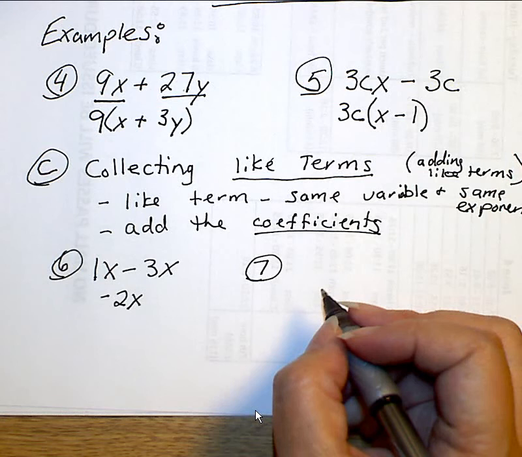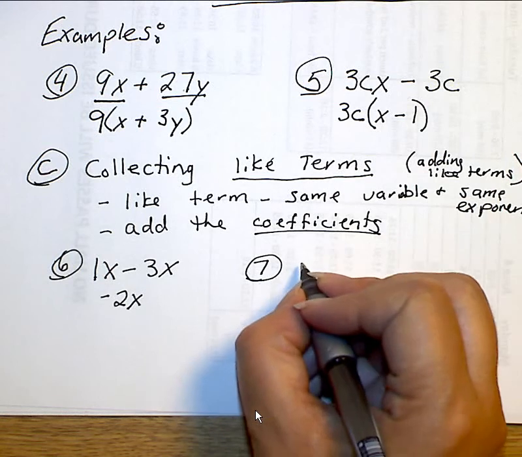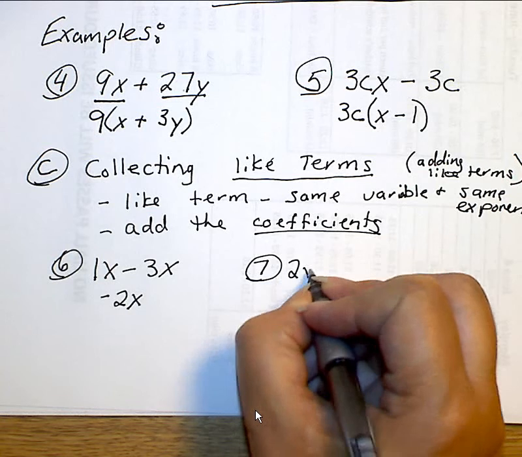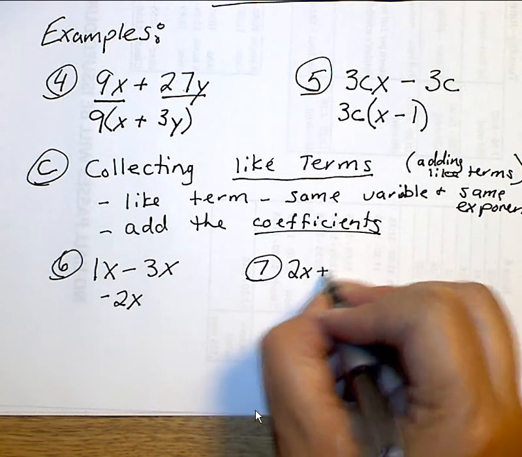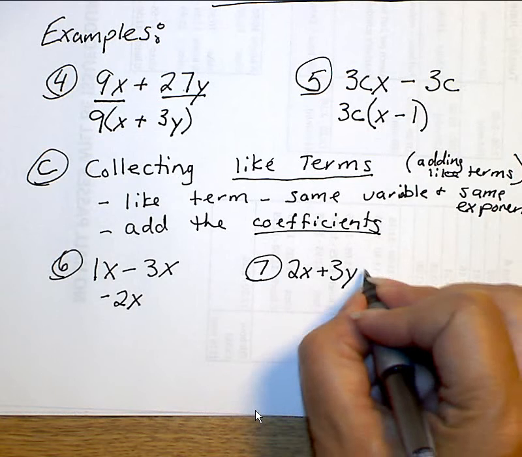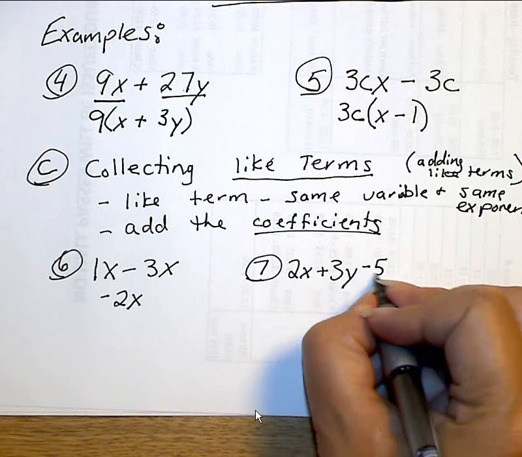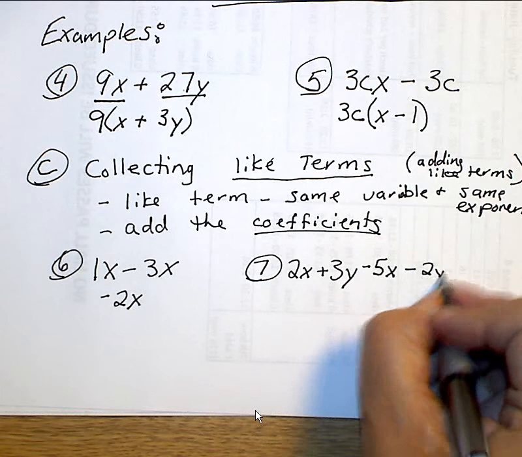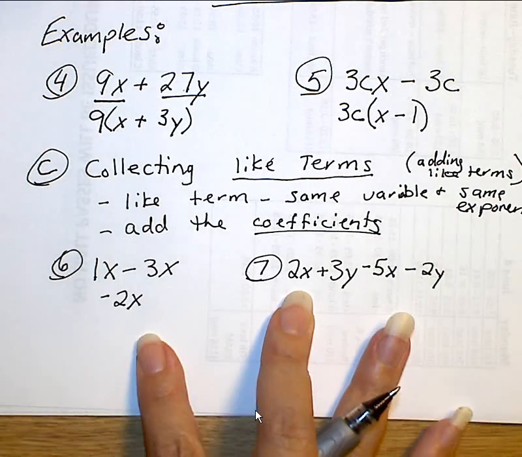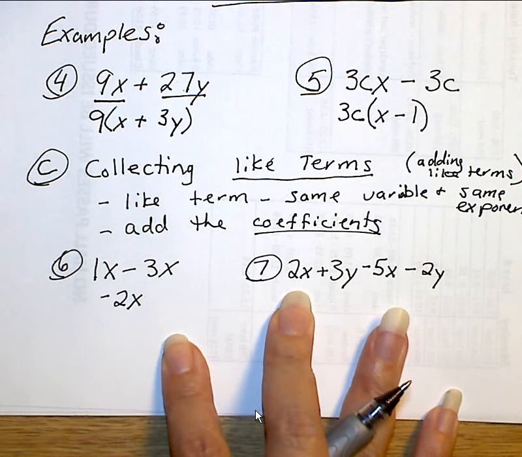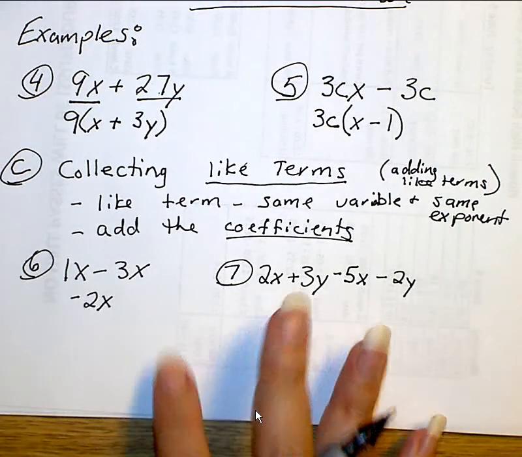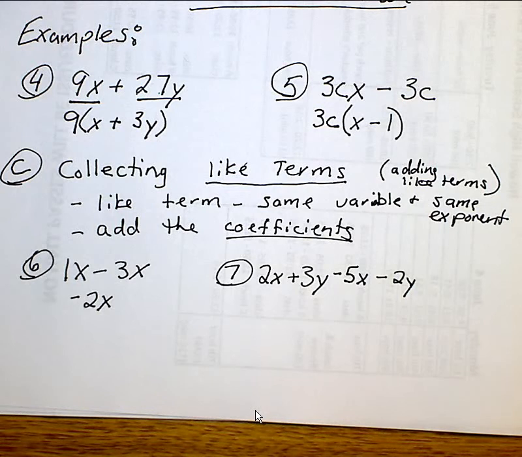Alright, this one, I'm going to read it to you and then give you a second to try it. Number 7, the problem is 2x plus 3y minus 5x minus 2y. So I want you to try to combine your like terms.